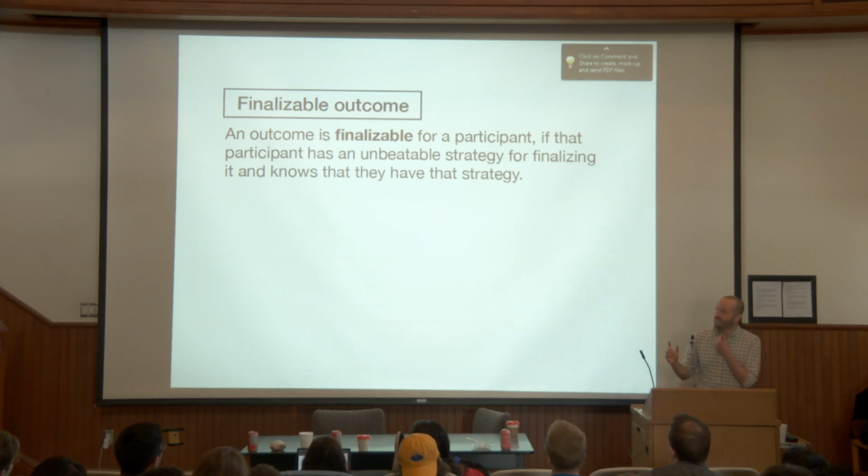New concept: a finalizable outcome. An outcome is finalizable for a participant if that participant has an unbeatable strategy for finalizing it and knows that they have an unbeatable strategy. Sorry, my connection just stopped, but it's back again. So what do I mean by an unbeatable strategy?